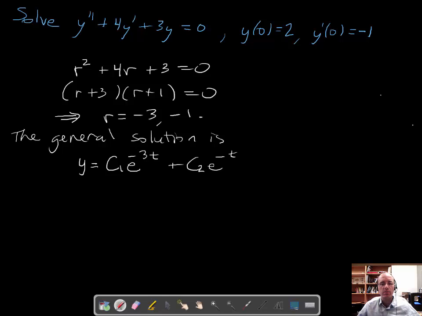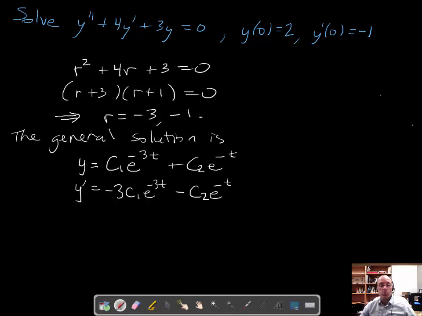And of course, order doesn't matter. It didn't matter that I put the c1 with the e to the minus 3t instead of the c2. But now we've got two constants that we'd like to be able to solve for. So what do we come up with? Well, notice that y prime will work out to be negative 3c1 e to the minus 3t minus c2 e to the minus t. And we looked at y prime because our initial condition involves y prime.